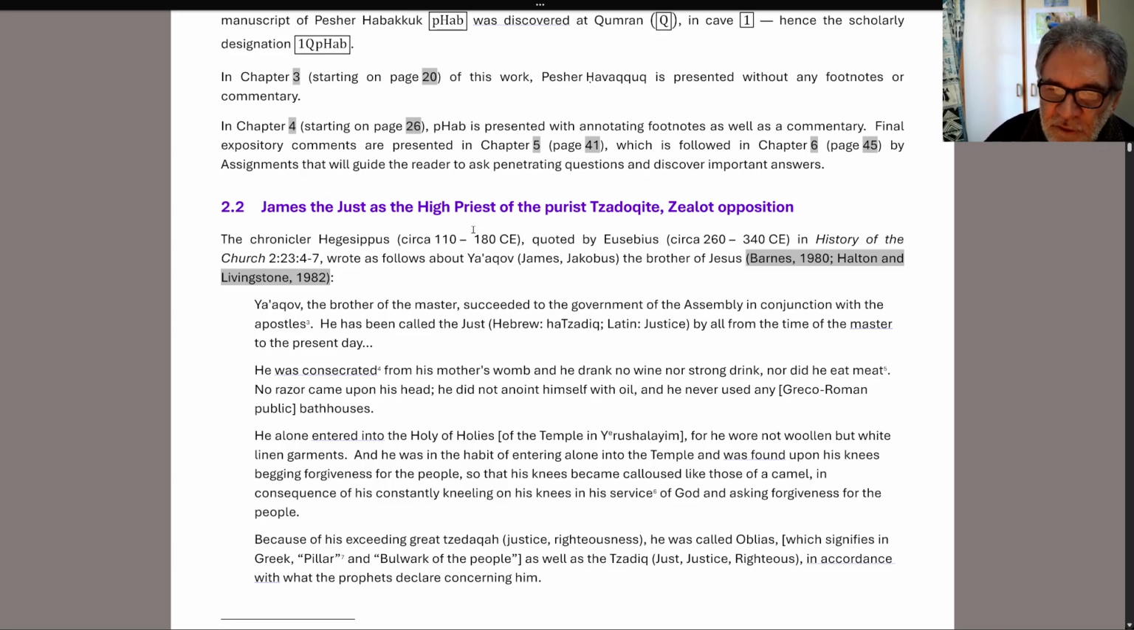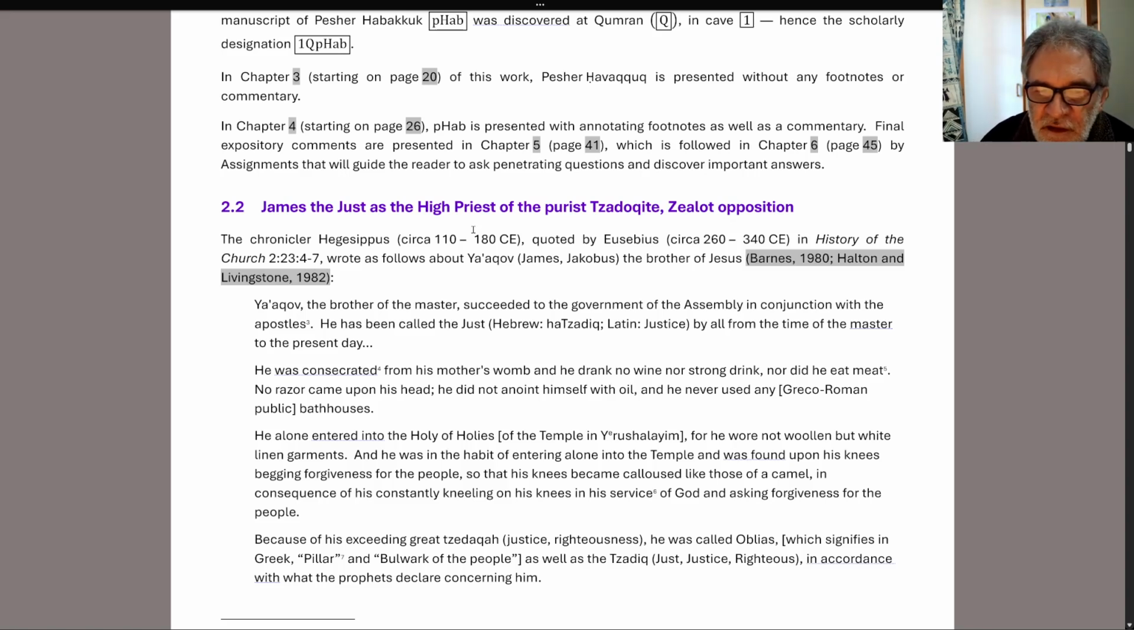And he was in the habit of entering alone into the Beit HaMikdash and was found upon his knees, begging forgiveness for the people, so that his knees became calloused like those of a camel, in consequence of his constantly kneeling on his knees in the Avodat Hashem and asking forgiveness for the people.